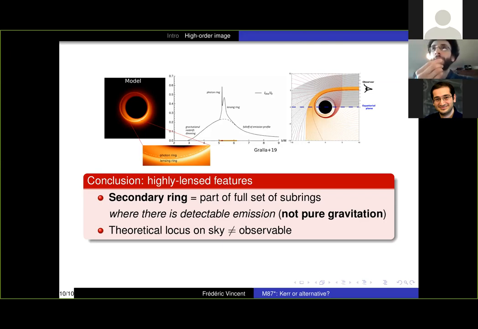Because I think the special notion associated to this new word of secondary ring is the fact that it's not pure gravitation. The secondary ring is the part of the full set of subrings on the observer sky where there is detectable emission. And this "where" is extremely crucial. It shows you that this is an astrophysics-dependent feature. It's not pure gravity.